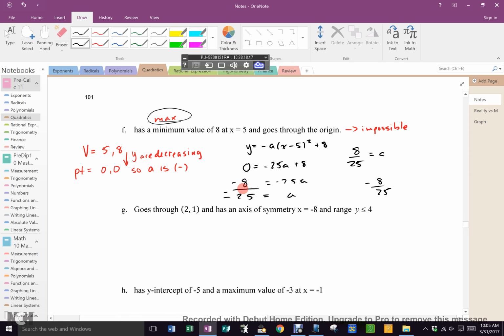So we know the stretch value was positive 8/25. But for our parabola to work, it had to be going downwards. So the negative goes back in. Is everyone okay? If it was this kind of parabola, the stretch would have been positive 8/25. Is everybody good? Once, twice, thrice? Okay.